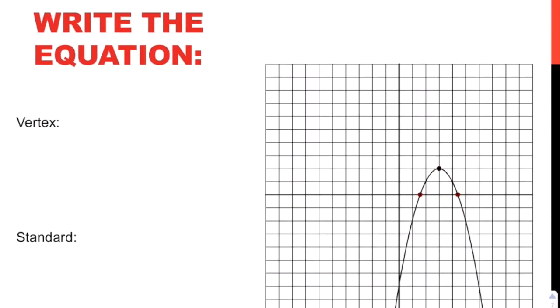Our next graph has a few transformations going on. We have gone right 3, up 2, and my graph has flipped. So if you remember from our transformations from graphing from vertex form, if I plug in my vertex here, right 3 is x minus 3, up 2 is plus 2, and then to flip it, I have to have a negative in front of my parentheses.